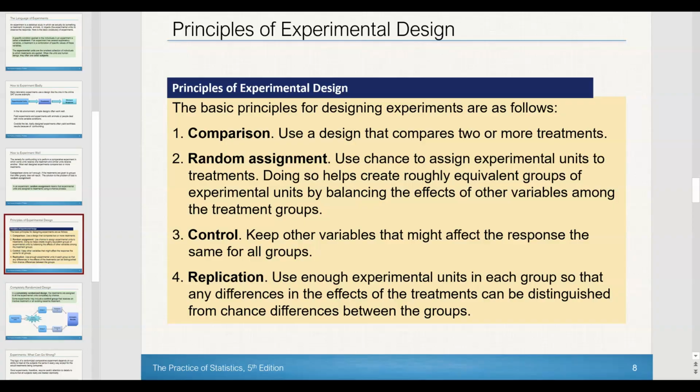The principles of experimental design are right there. This looks like the 8th slide there. We have a comparison, right? We want to have a design that compares 2 or more treatments. And one of the treatments could be a no treatment. That is what we call a control group.